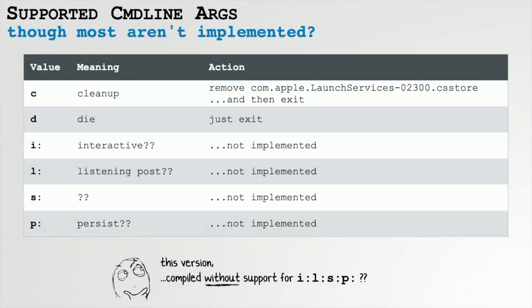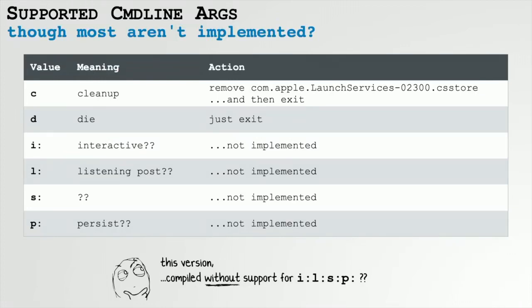So here's a table that summarizes the command line arguments. -C is cleanup, -D is die or delete, and then the -I, -L, -S, and -P are not implemented in this sample. This is interesting because it indicates, again, that there are likely other variants of this sample, but the malware authors were smart enough to compile those out, right? They might have variants A, B, C, and D. Version A doesn't need to persist, so they compile out the persistence code. That's actually a hallmark of a sophisticated adversary or a project that's well engineered.